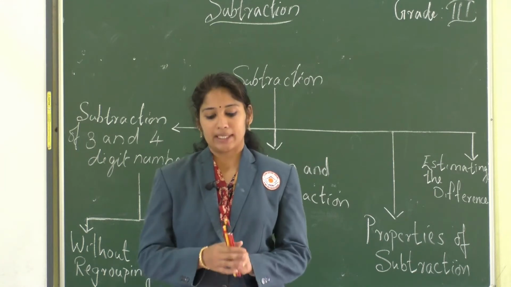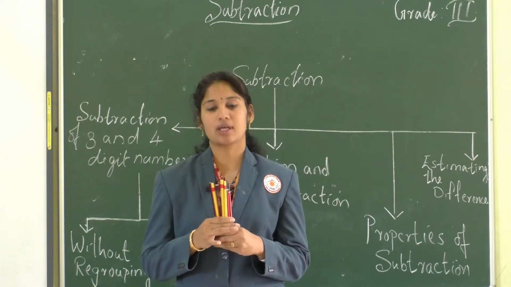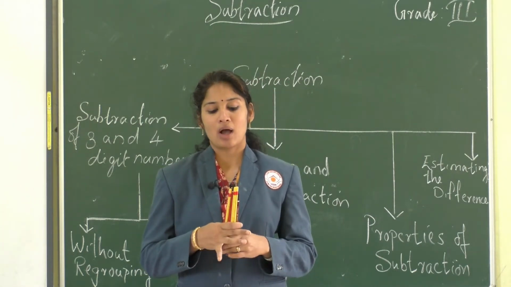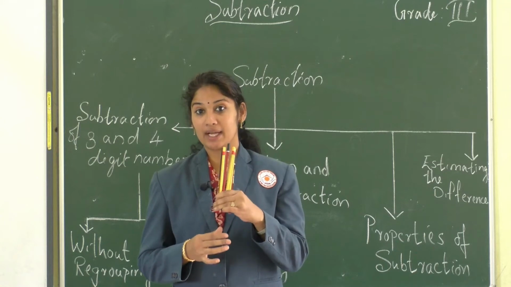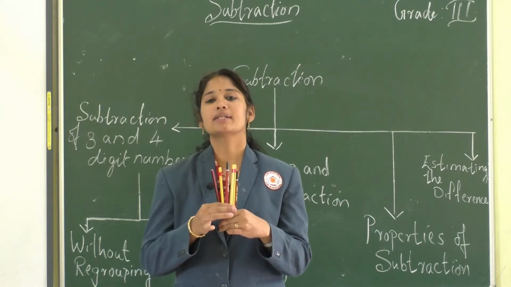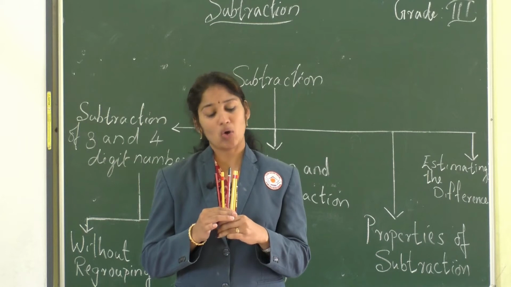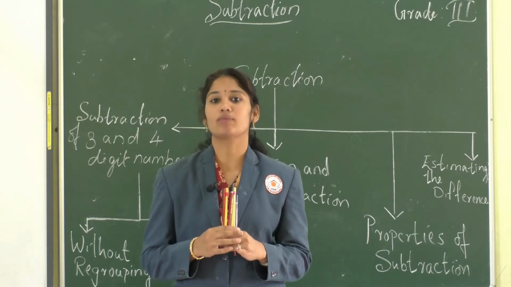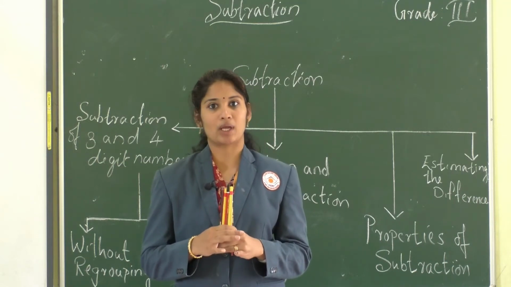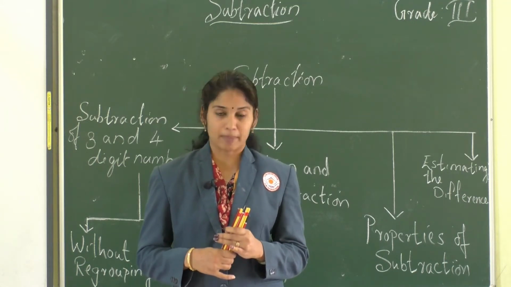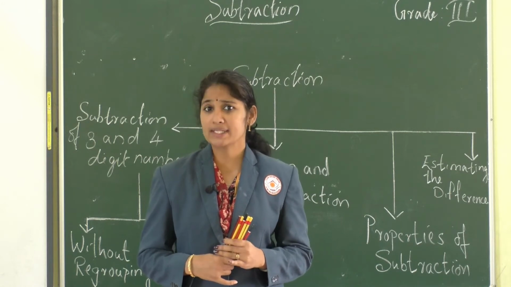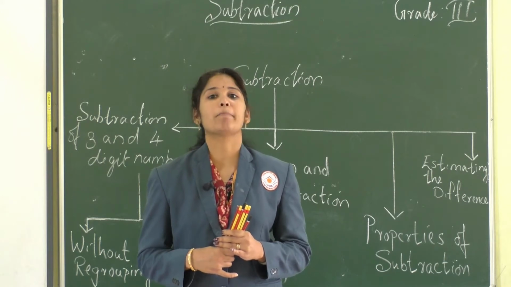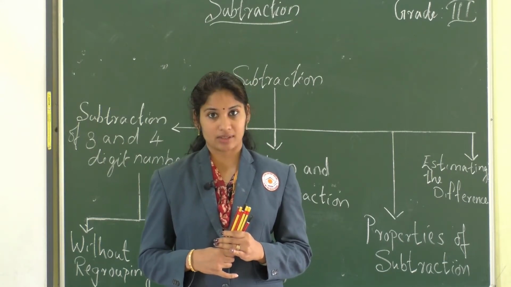I have 9 pencils in my hand. 3 I give to my friend. Now how many pencils remaining in my hand? Yes, 6 pencils. How we got 6 pencils? Yes, by subtracting we got 6 pencils. Our new chapter name is Subtraction. Children, what is the definition of subtraction? Yes, taking away from a number is called subtraction.